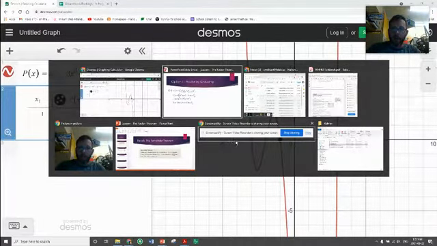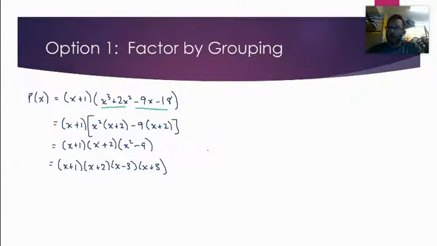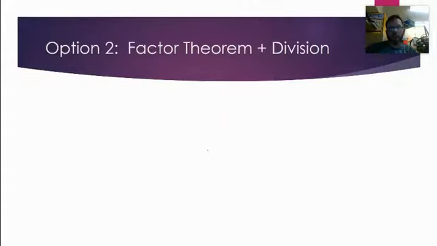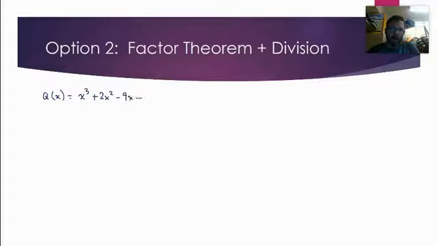But again, guys, I don't want to rely on technology for everything. I want to make sure you guys have the skills of these underlying methods. So that's option one. Option two is continue using the factor theorem and division. So what I'm going to do is call that leftover cubic polynomial, which was x cubed plus 2x squared minus 9x minus 18. Like, let's say we didn't recognize that we could use group factoring, so we have to rely on our other methods.